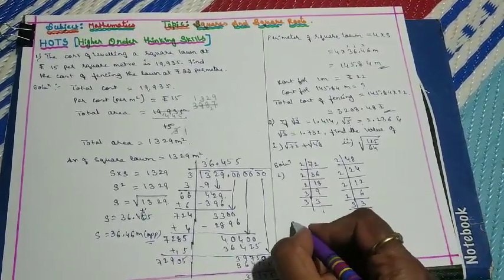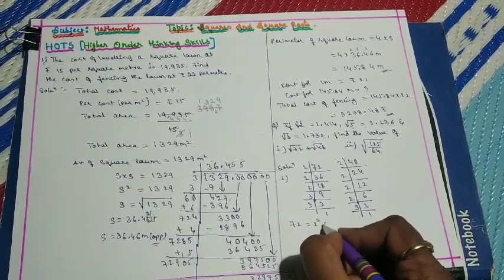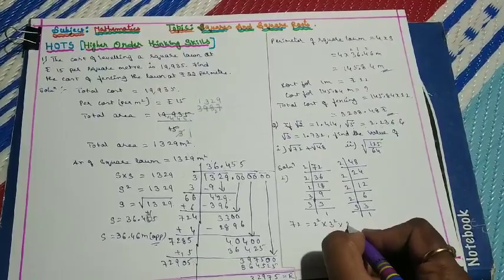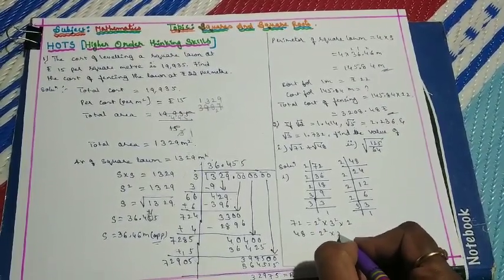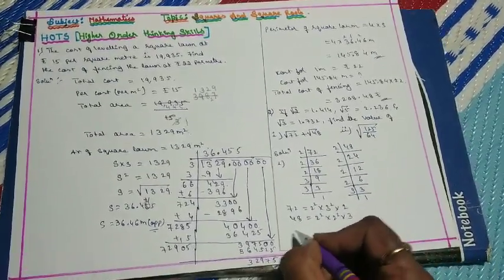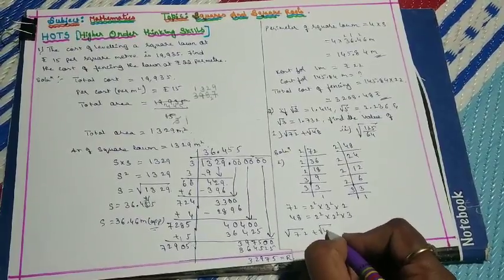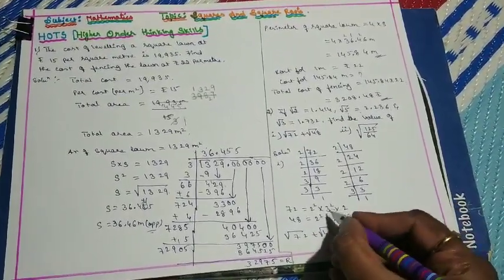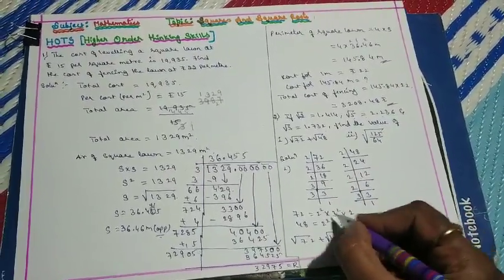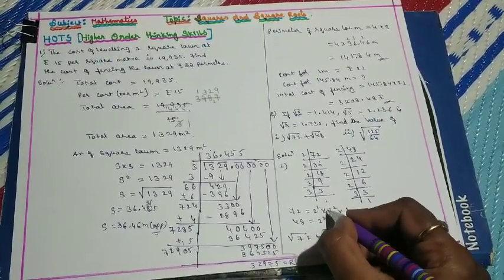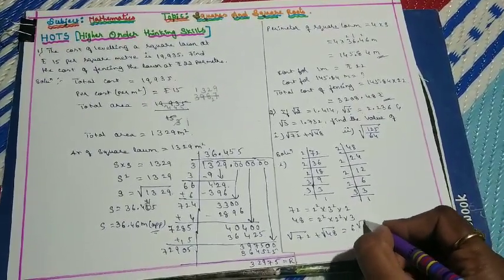You can observe here root 72 has the factors of 2 square into 3 square into 2, whereas 48 has the factors of 2 square into 2 square into 3. When I write under the square root, children, this is very important: the number having a pair will come outside the square root, that is 3 2s are 6, and the one that doesn't have a pair lies under the square root.